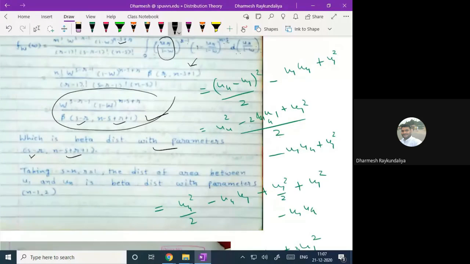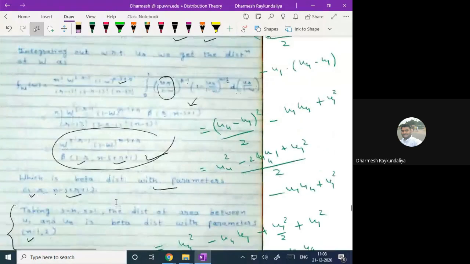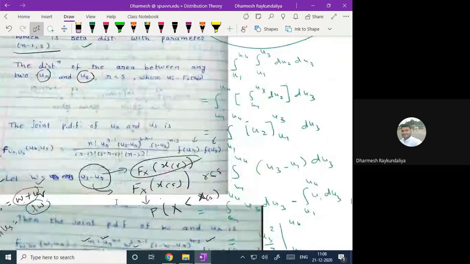Now we can deduce from that: if I give r equal to 1, that is the smallest order statistic, and s equal to n, that is the largest order statistic. You can see that it is beta of (n minus 1) and, here, n minus n plus 1 plus 1, which is 2. So the area between any two order statistics, u_r and u_s, is nothing but this. And if you wish to find it between u_1 and u_n, it is a beta distribution with parameters n minus 1 and 2. So that we have already obtained.